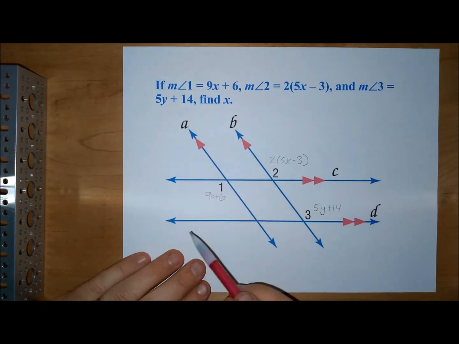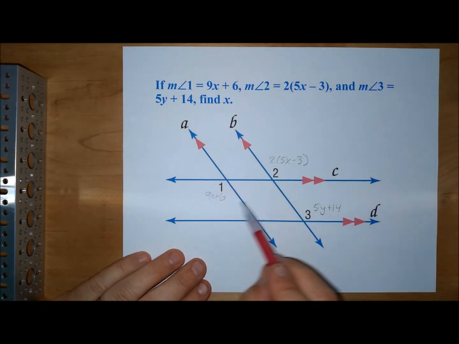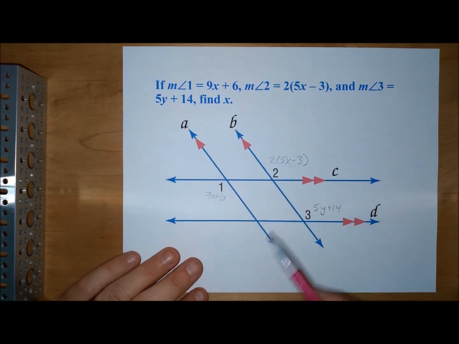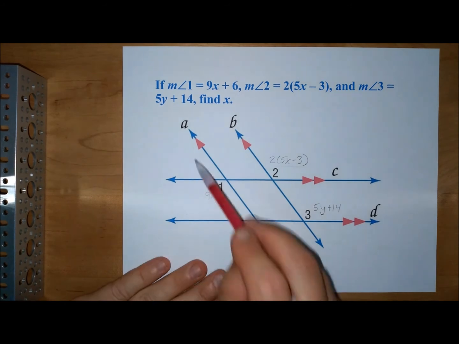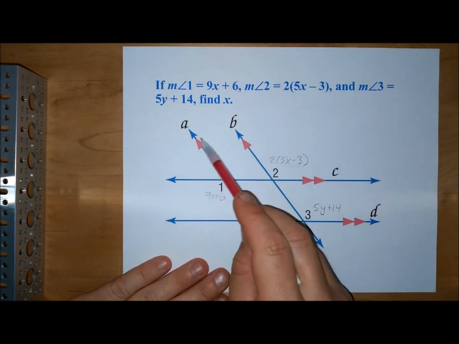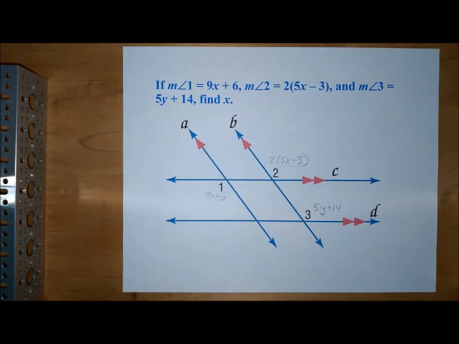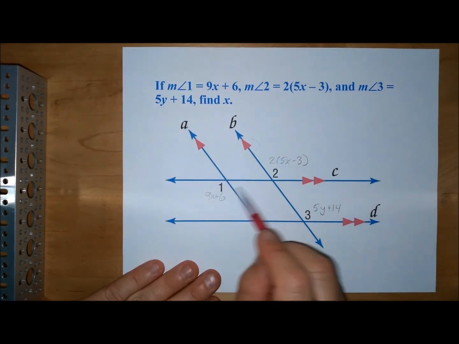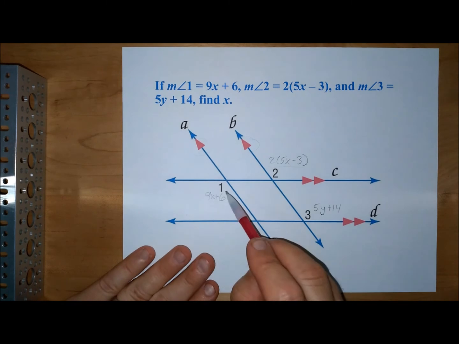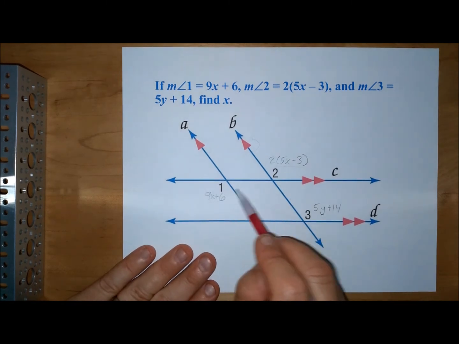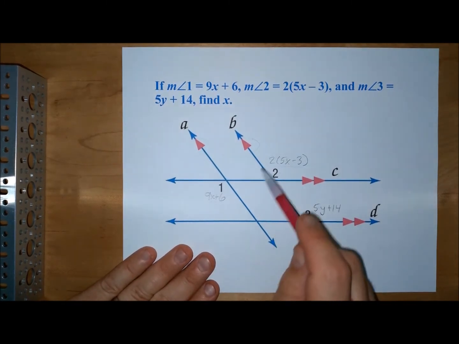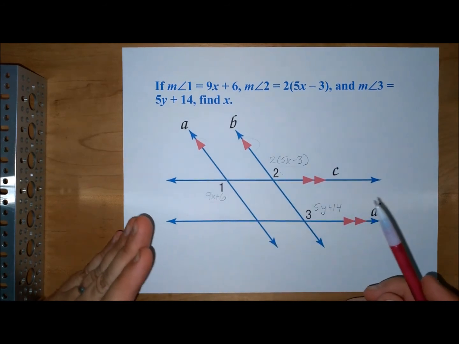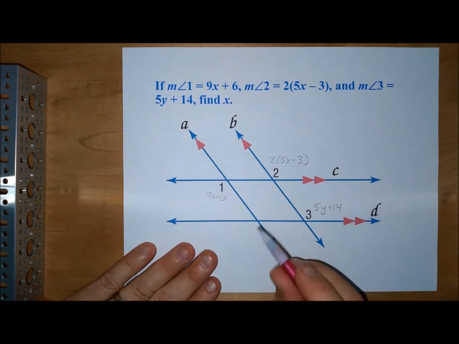Well, it looks like we've got enough information to solve for x if we can establish a relationship between these two angles here. Okay, notice we have parallel lines A and B. That tells us they're parallel, cut by this transversal C, which forms these angles 1 and 2. And what's the relationship between angles 1 and 2 here? They're both on the exterior of these lines. They're on alternate sides of the transversal, so those are alternate exterior angles.